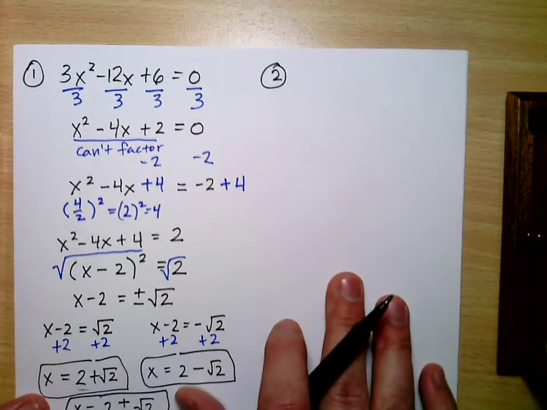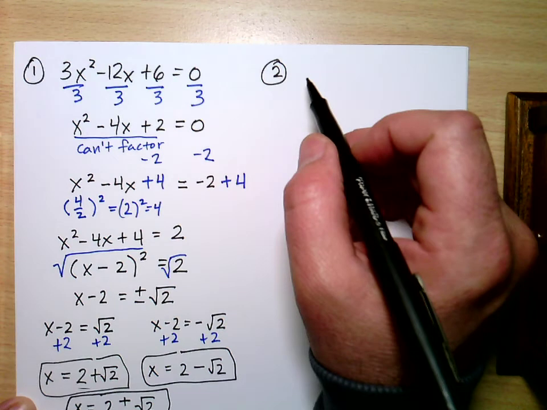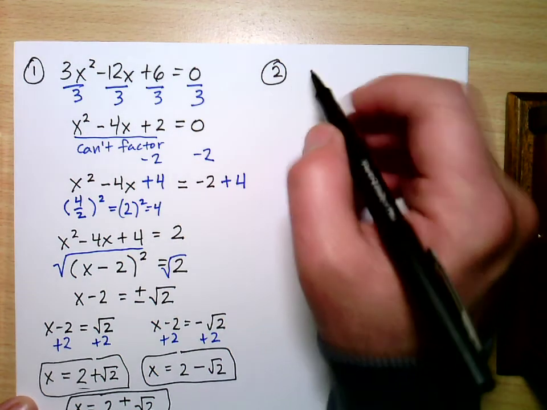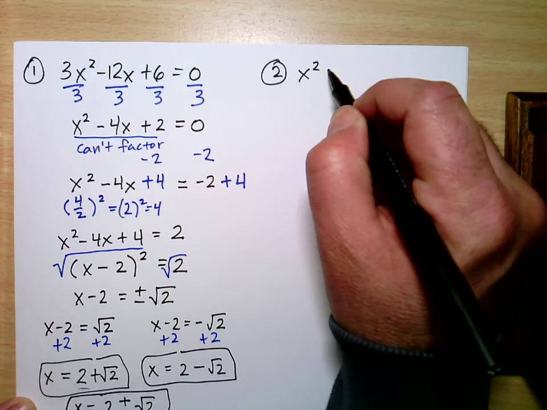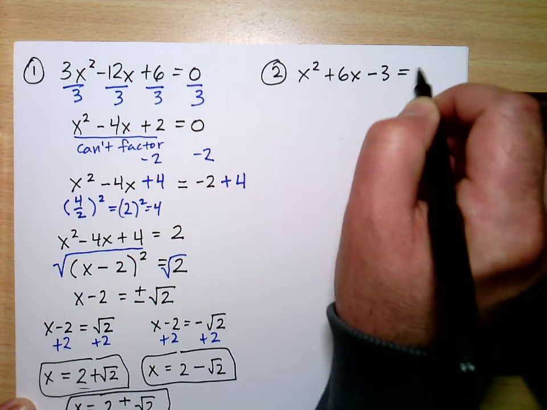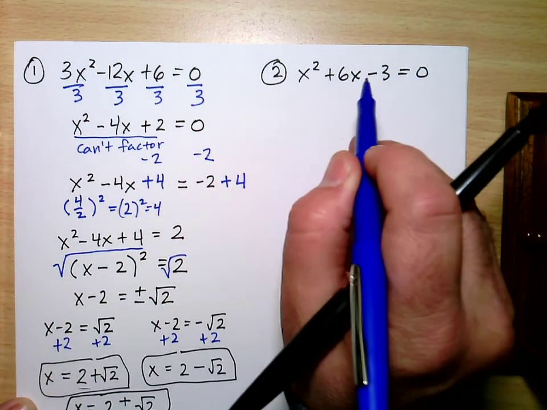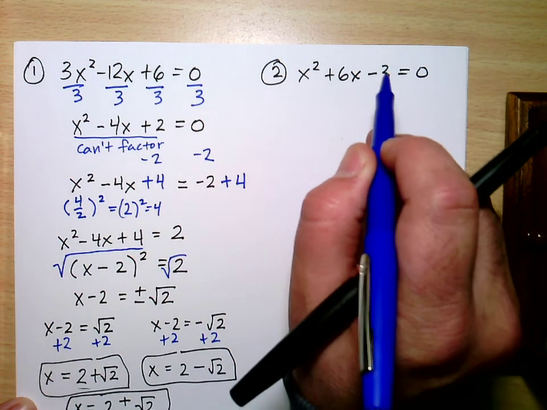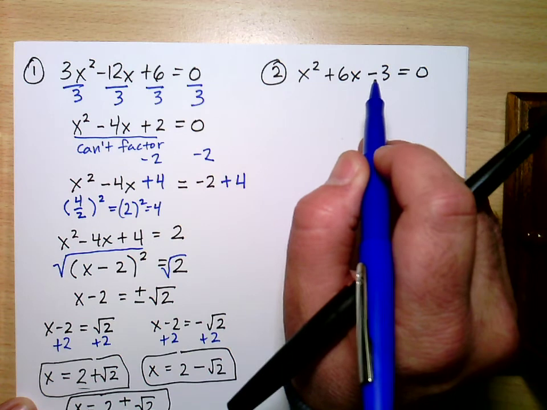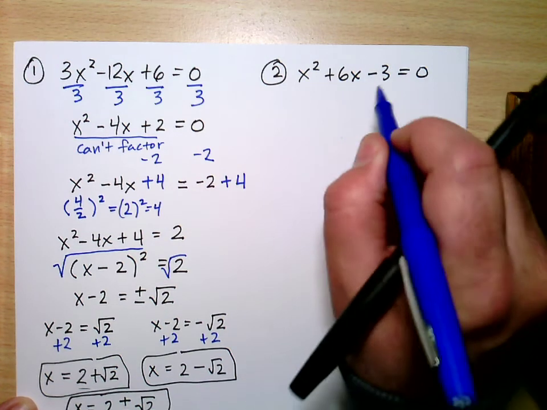Number 2. I really hope that my writing and speaking are lining up enough to make this work. All right, next one. x squared plus 6x minus 3 equals 0. So again, this is not a factorable equation, right? There are no factors of negative 3 that have a sum of positive 6. So we're going to complete the square.